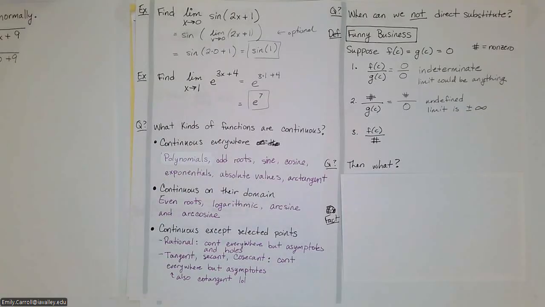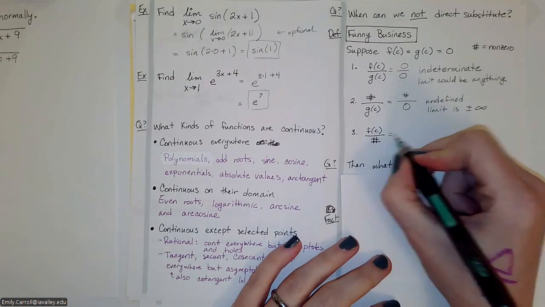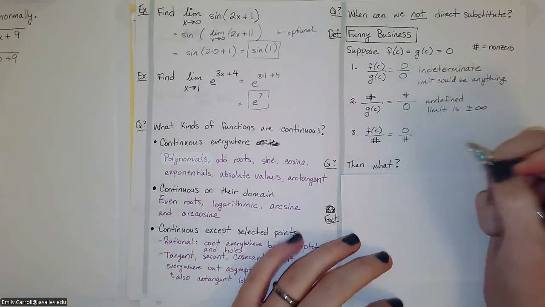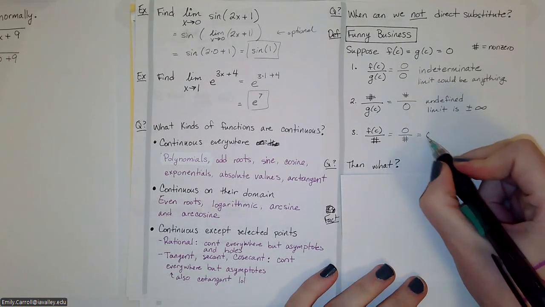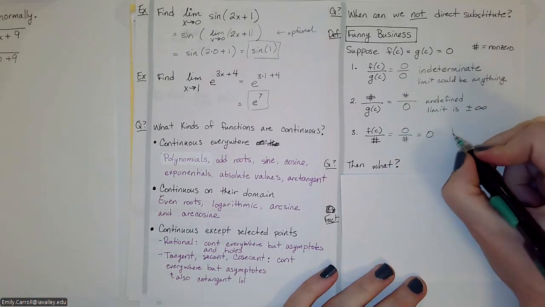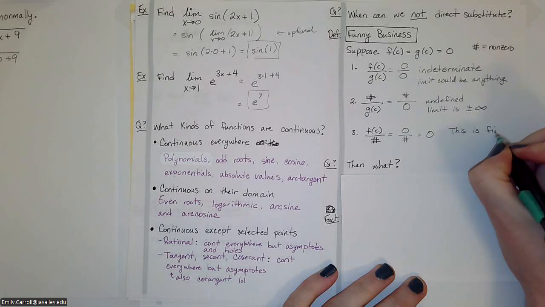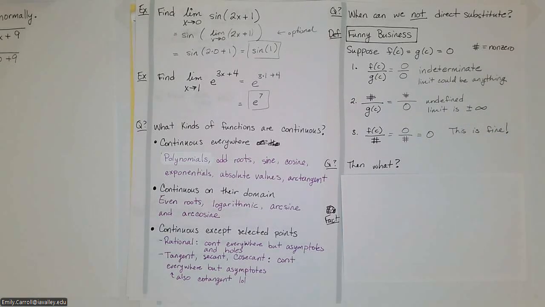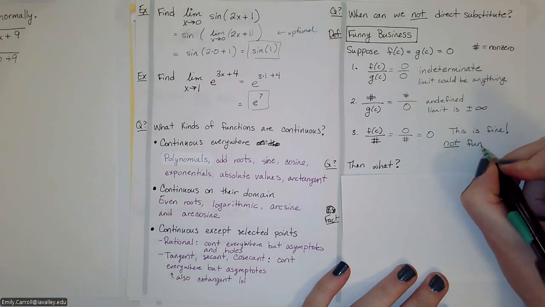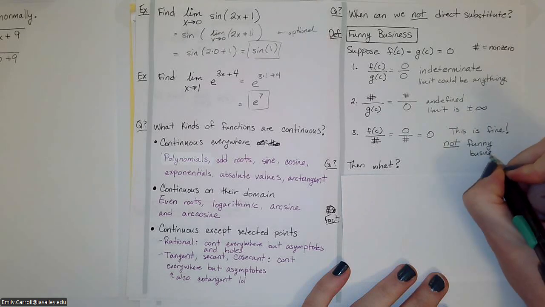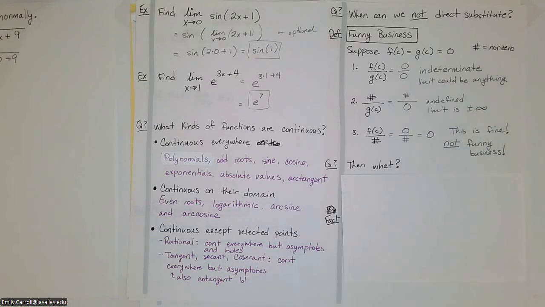Okay. What about if the 0 is on top? And we have 0 divided by some number. And actually, that's just fine. This is 0. This is just fine. 0 is allowed to be the answer to a question, right? We're allowed to get 0 as an answer, as an output. So this is not funny business. Cool. So now we know what funny business looks like.